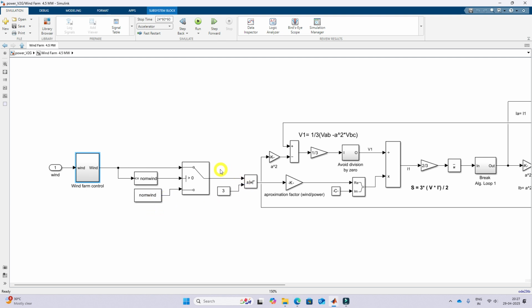After that we are taking V cube, that means the power generation from the wind is proportional to the cube of the velocity, V to the power of 3. That's why they take the cube of the wind speed, and then we convert the wind power into the actual power requirement, that means the power generation from the wind energy.